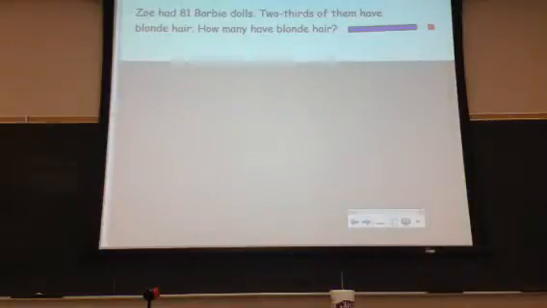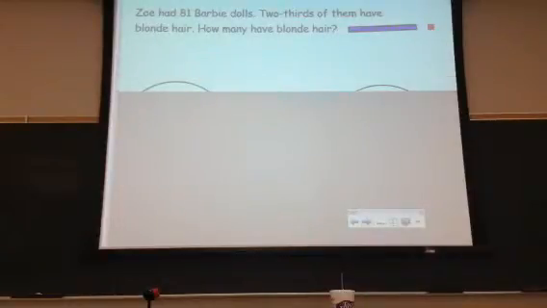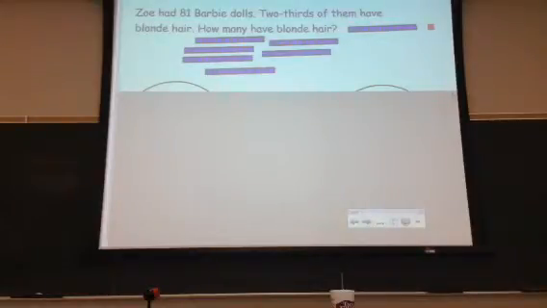So Zoe had 81 Barbie dolls. 2/3 of them have blonde hair. How many have blonde hair? And we're going to represent this with base 10 blocks. And we need to establish our whole, which is 81, and our fraction, which is 2/3. So we need to create our 81. So we're going to have 8 10 longs, and we're going to have 1 unit.